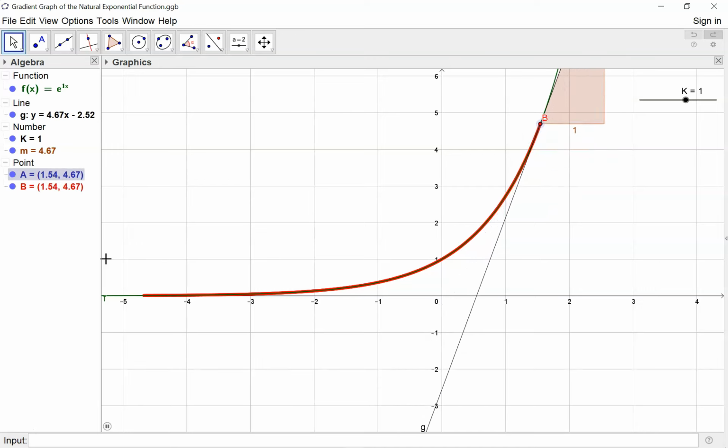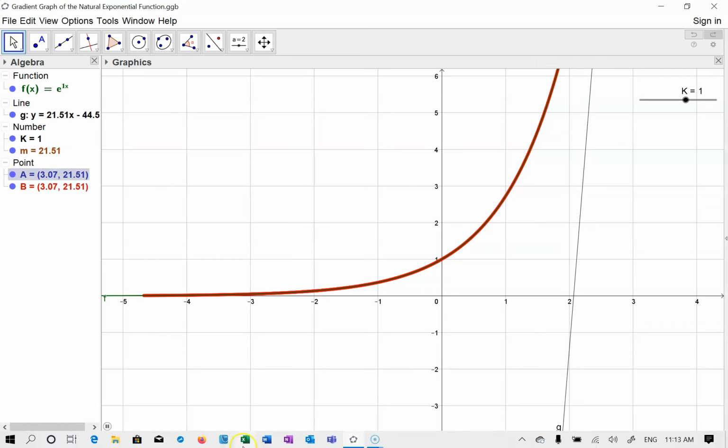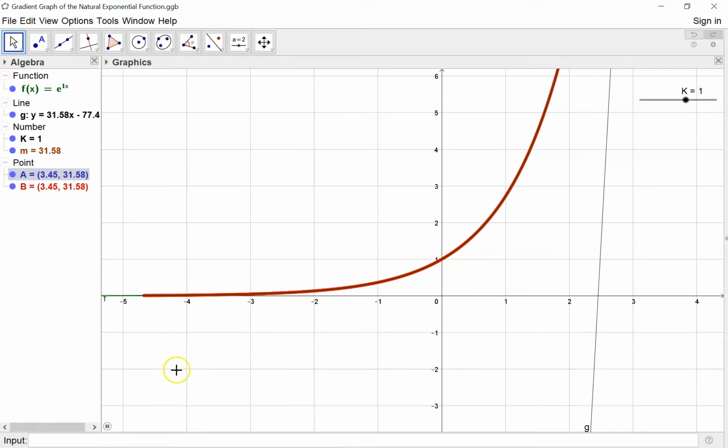So therefore, when you plot the gradient graph of an exponential e to the x, the gradient function is actually just exactly the same. Okay, so therefore the derivative of e to the x is going to be e to the x.